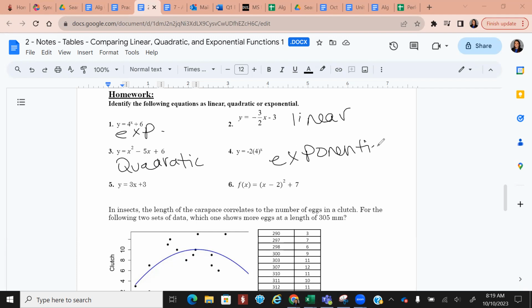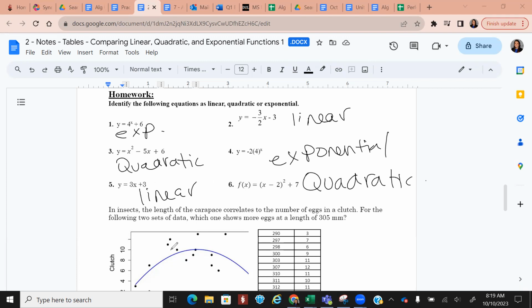Okay. All right, number 5, what we got? What is it? Linear? Okay. Number 6, what do you have? Quadratic. Let that be the easy stuff. There is always at least like 1 or 2 problems that's like, what type of function is this? Let that be easy. Okay.